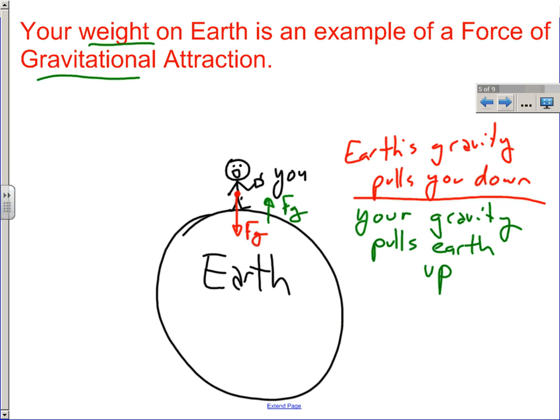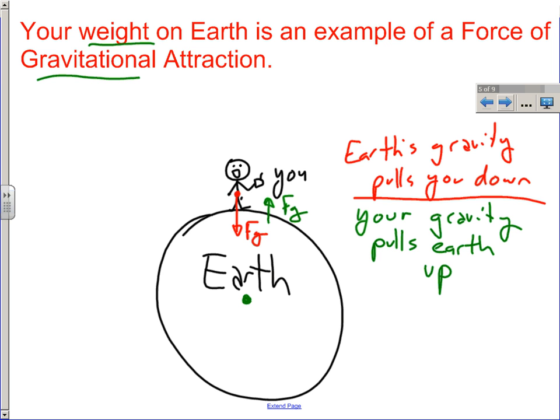It turns out if the Earth's mass was bigger, you would weigh more, right? We talked about that. If you go to Jupiter, you weigh more, right? Because Jupiter's a bigger planet. So if the Earth had more mass, you would weigh more. And then finally, the other way you could change your weight is if you could somehow get closer to the Earth's center.